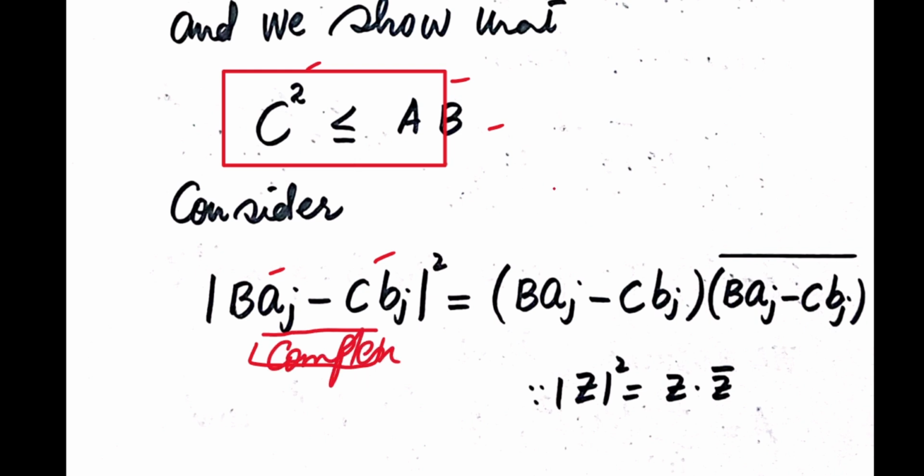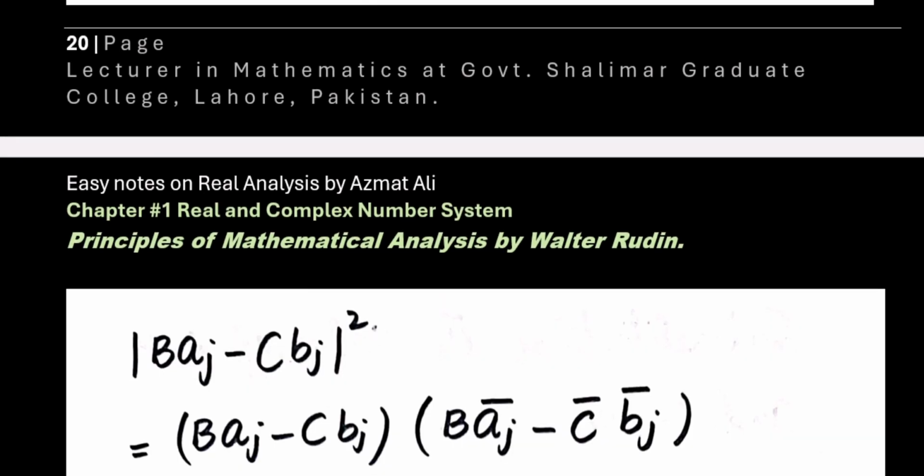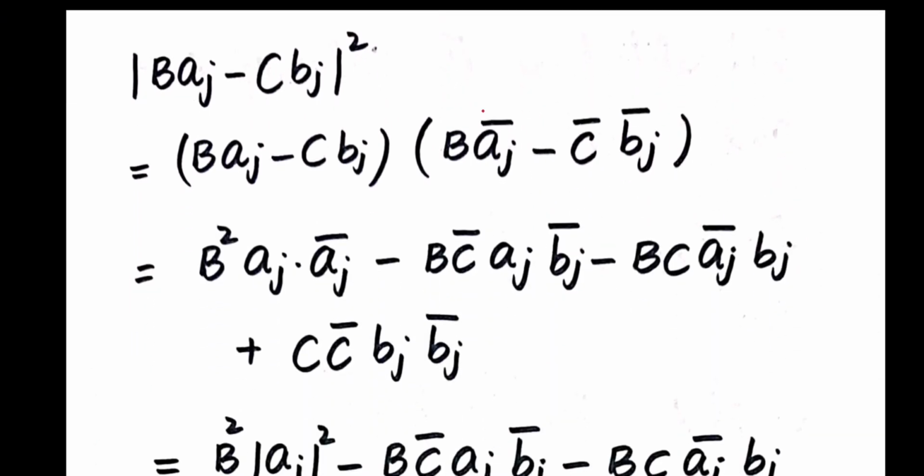And you know that the square of the modulus of z, where z is a complex number, is equal to z times z conjugate. So by using this result, we can write this as this is my complex number and this is its conjugate. Now applying the conjugate on this term, and by separating the conjugate, this becomes B times B times the conjugate of aj minus the conjugate of C times the conjugate of bj.